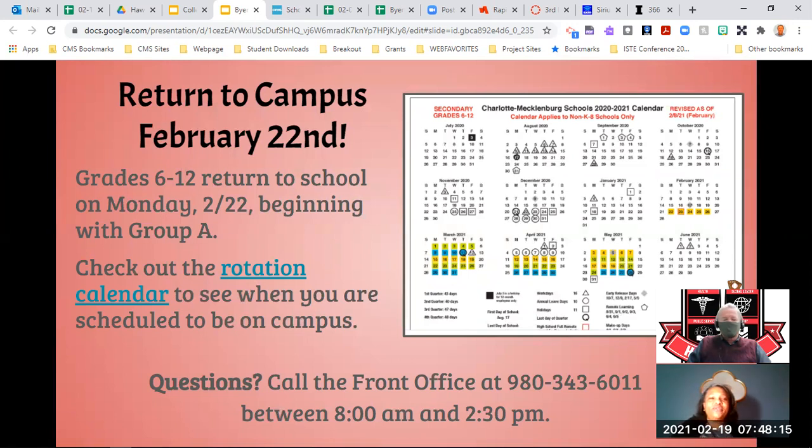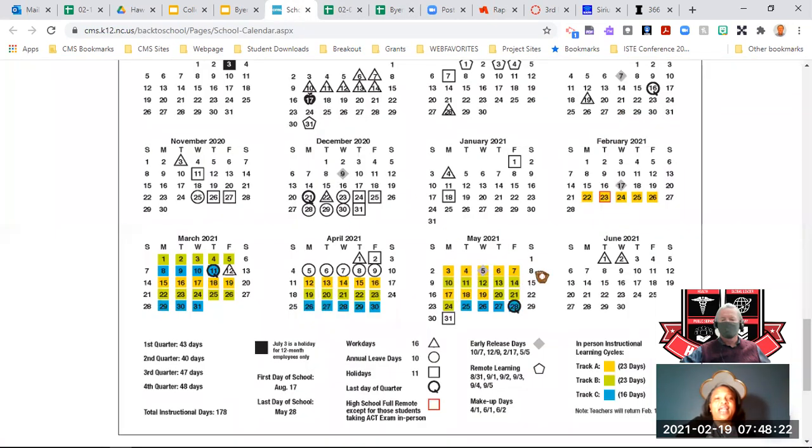So grades 6 through 12 return to school on Monday, beginning with group A, as said. And we're going to talk a little bit more about the rotation calendar. So if you look closely at the rotation calendar, who is expected to be where and when? Starting Monday, February 22nd, all scholars in rotation A or track A, next week is your week, with the exception of Tuesday. Remember, for all scholars, that is only for juniors coming in to take the ACT exams.